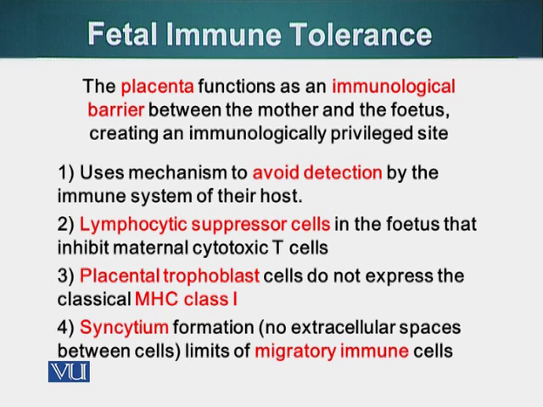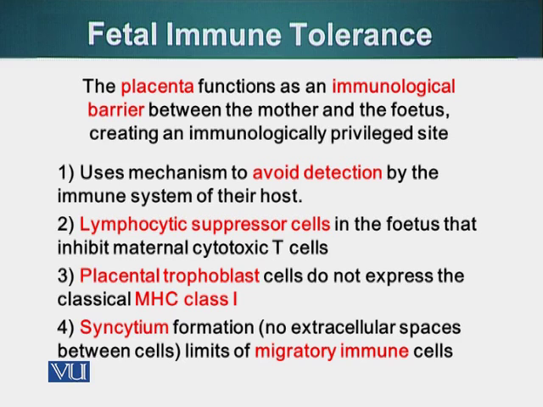Let's look at 4 different reasons. There are actually more reasons we can talk about, but I'm just going to restrict myself to 4. For example, the placenta functions as an immunological barrier between mother and fetus, creating an immunologically privileged site. It uses mechanisms to avoid detection. For example, neurokinin B is a type of signaling molecule that can evade immune detection. For your information, this molecule is also used by certain parasitic nematodes, or worms.